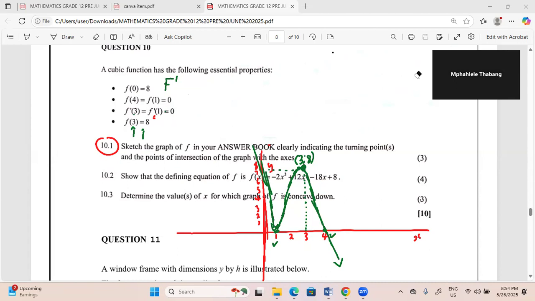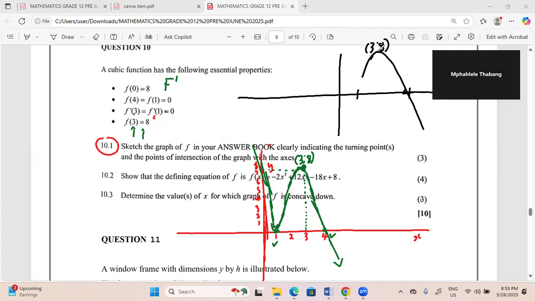Okay, let me put this graph here, because I will need the information of the graph. It touches at 1 and 4. It goes like this. It turns at 3 and 8, turns at 1, and touches the y-intercept at 8.